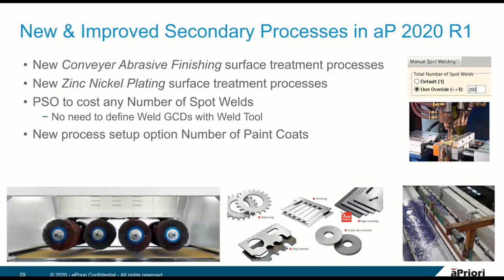And also, just a little nicety, we've added a process setup option to specify the number of paint coats for our long existing paint process. I will note that we also had a newer manual paint process that was introduced in 2019 R2 that already included a process setup option for the number of coats.